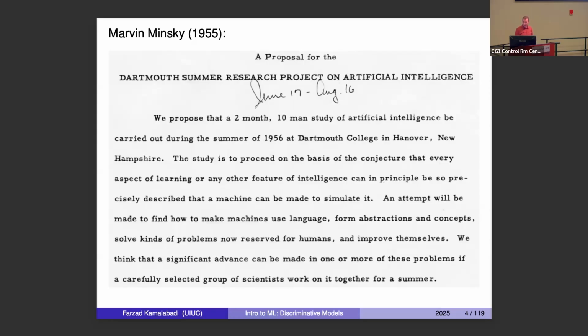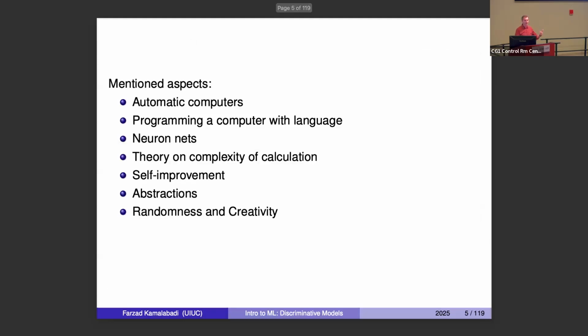So an attempt will be made to find how to make machines use language, form abstractions and concepts, solve kinds of problems now reserved for humans, and improve themselves. So those are the concepts. I've listed from that workshop the topics that actually came out: automatic computers, programming a computer with language. This is 1955, to remind you. Neuron nets, theory on complexity of calculation, self-improvement, abstractions, randomness, and creativity.